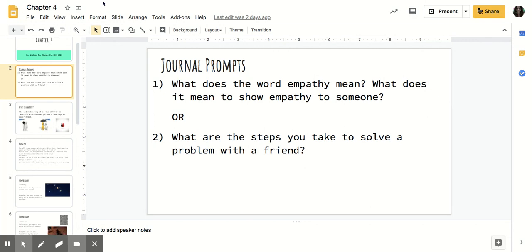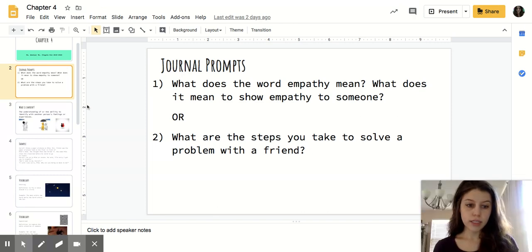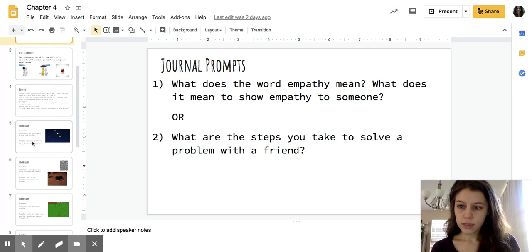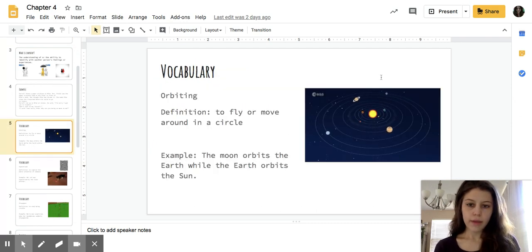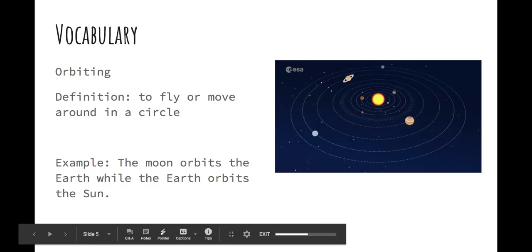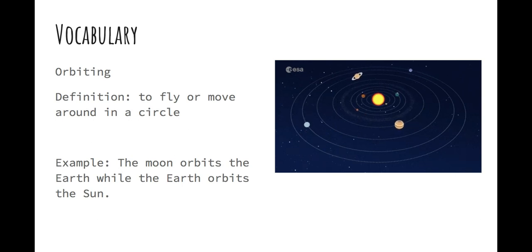So for the next portion, we're going to go through the vocabulary, which you can find right below your journal response of the day. So you have 3 words today: orbiting, hypnotized, and disappear. You can remember that these words have multiple meanings sometimes, and it depends on what situation they're being used in. So orbiting is our first vocabulary word. It means to fly or move around in a circle. And you can see the moon orbits the Earth, while the Earth is orbiting the sun in this picture. You can also see other planets orbiting our sun too. Don't forget to draw your picture for that one.